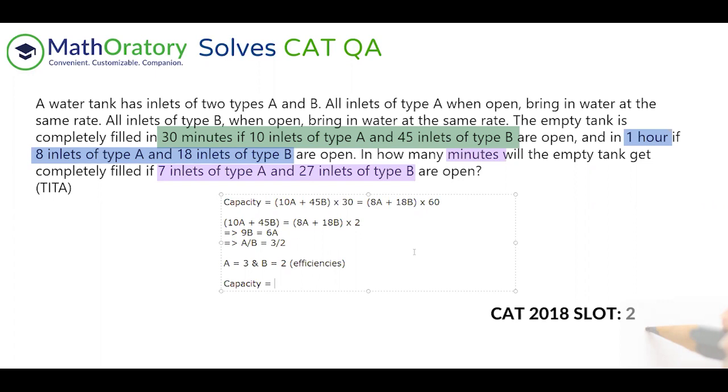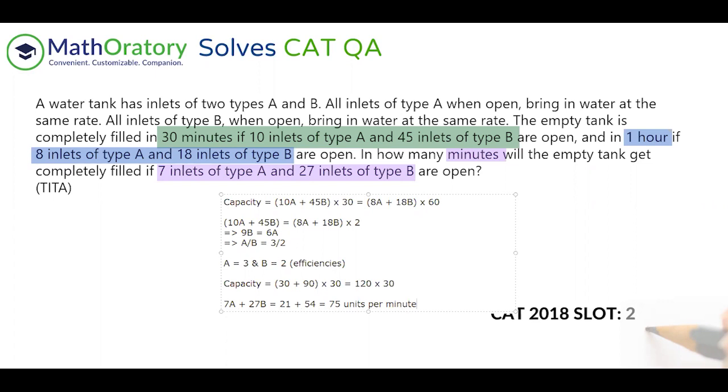10 times A is 30, plus 45 times 2 is 90, and they complete in 30 minutes. So the total capacity is 120 times 30. Leave it at this, don't over-calculate. We are looking for how many minutes it will take if there are 7A and 27B. They'll do 7 into 3, that is 21 units, plus 27 into 2, that is 54 units. So that's 75 units per minute. They'll fill up 75 units per minute, whatever the unit, liters or anything.